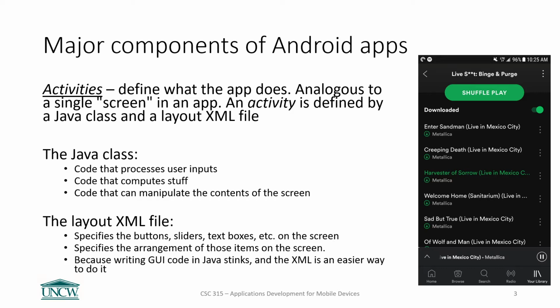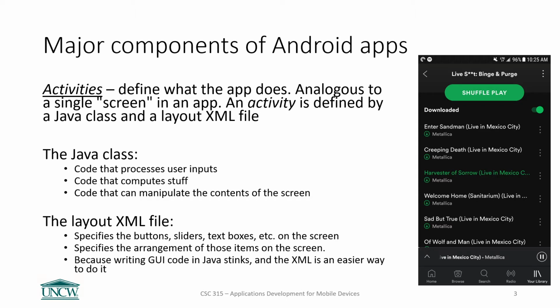The second component of activities are the layout XML files. The purpose of these layout XML files is to specify the basic boilerplate of what you see on the screen. What are the buttons? Where do they go? What color are they? How big are they? Text boxes, what's in them? Text content itself, what does it say? And where are they arranged on the screen? Okay, that's what the layout XML file does.